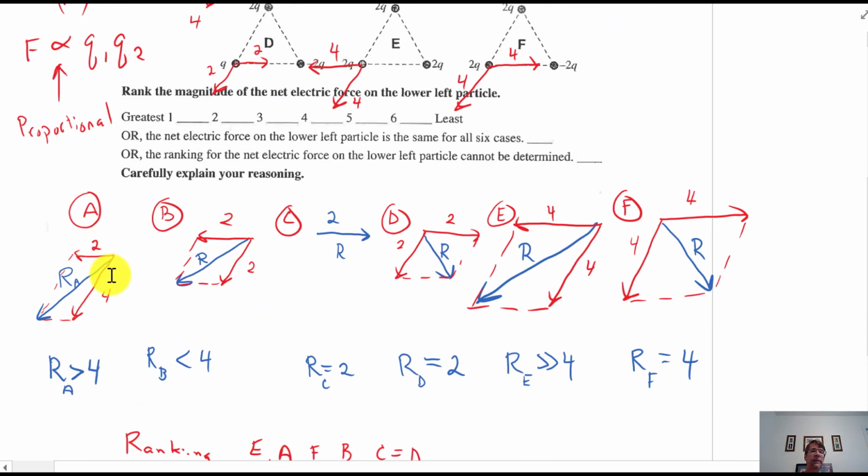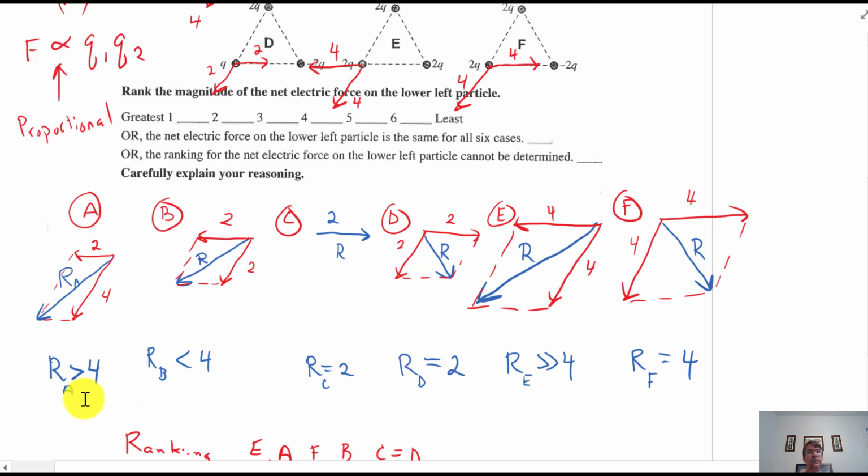In case A, you have a force of 2 to the left and 4 at an angle down. The angle between them is 60 degrees, but I know the result R of adding those two together is going to be bigger than 4. The result of adding those two vectors is more than 4, all right, but less than 6. Because the only way to get 6 is if the 4 and the 2 are directly adding in the same exact direction.